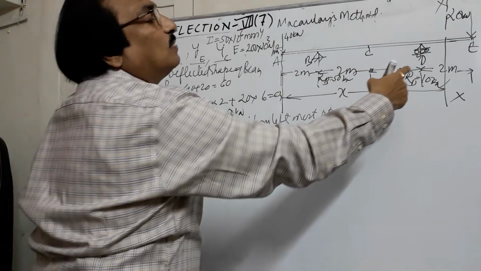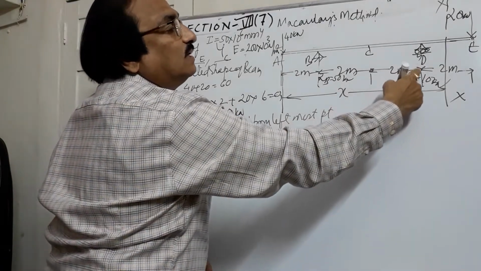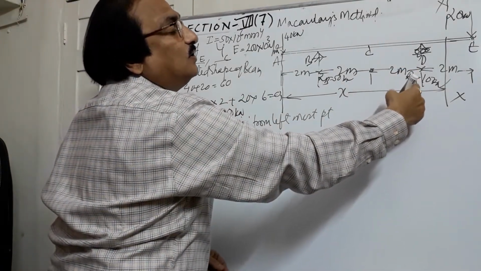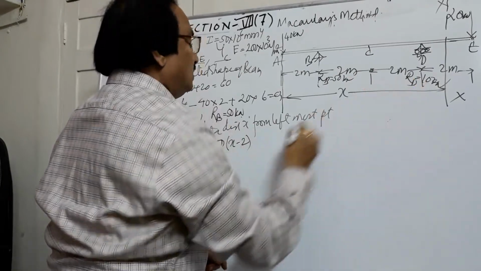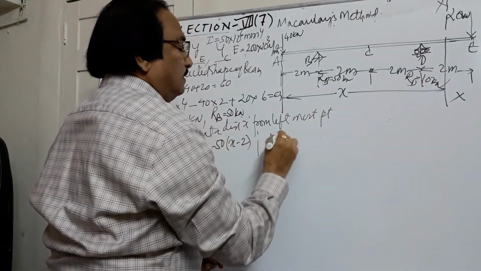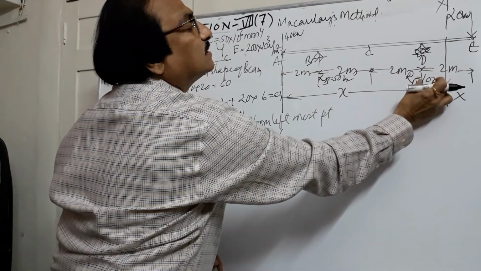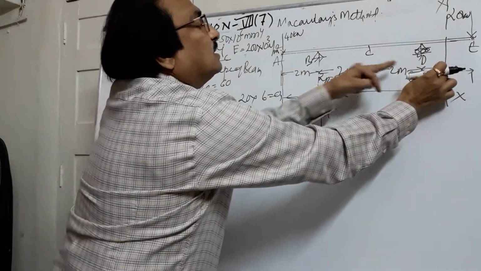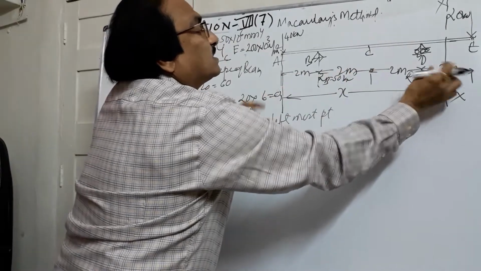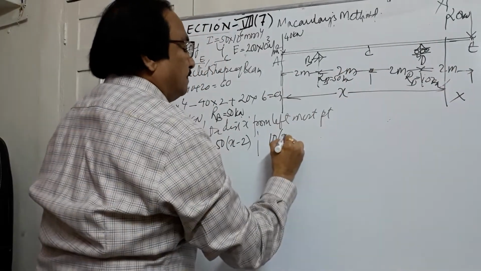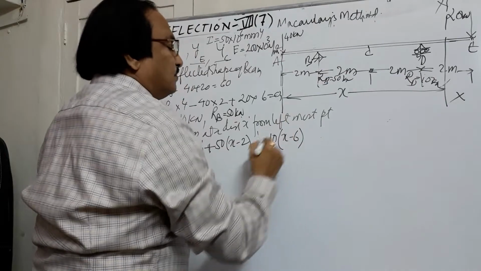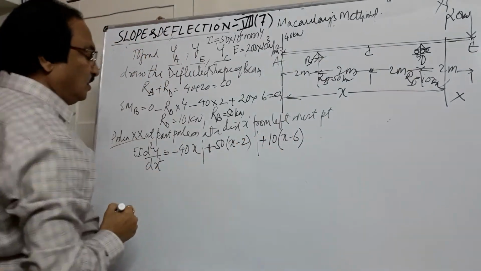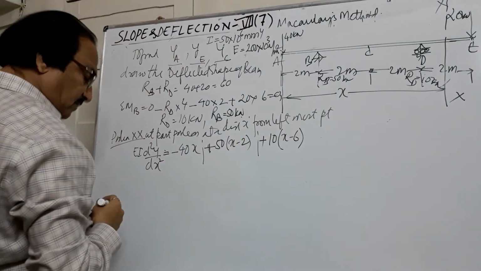Then there is one more reaction here. We had left this part in the earlier video, so we will take this part. So it is 10 into this distance, so total distance is x minus this total distance, 2 plus 2 plus 2, 6, so x minus 6, it is up, so it is positive. So you should be careful in writing this equation.